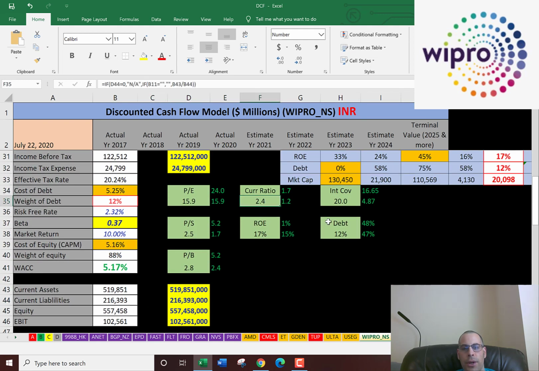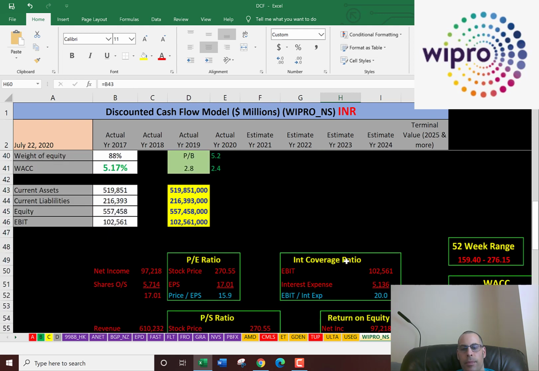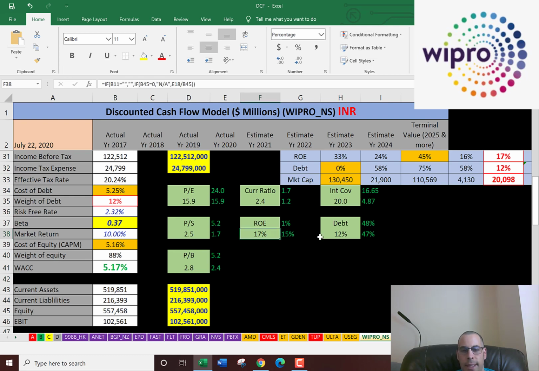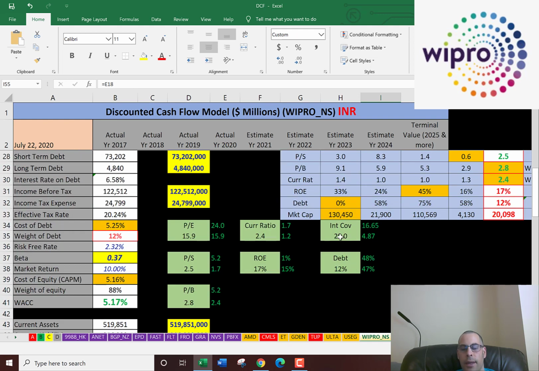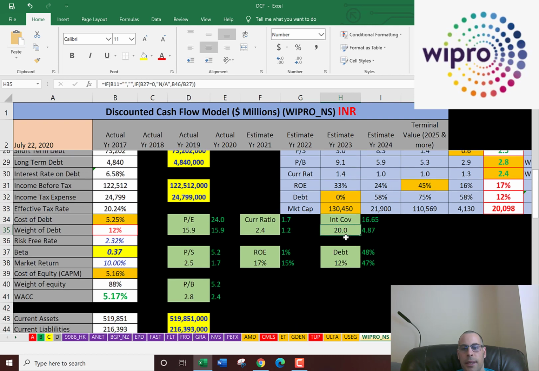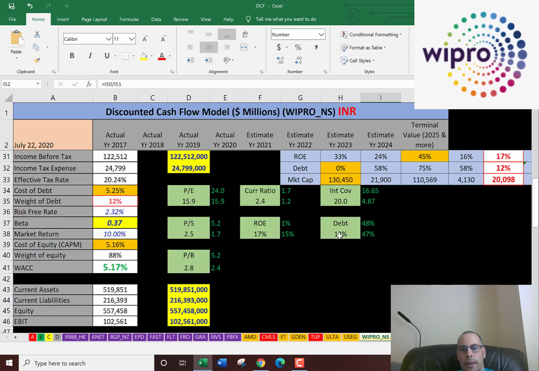They have a good current ratio of 2.4. That's current assets, 520 billion, over current liabilities of 216 billion. ROE is decent, 17%. That's net income, 97 billion, over equity, 560 billion. They can cover their interest payments 20 times. That's EBIT over interest expense. That's good. And debt of 12%.